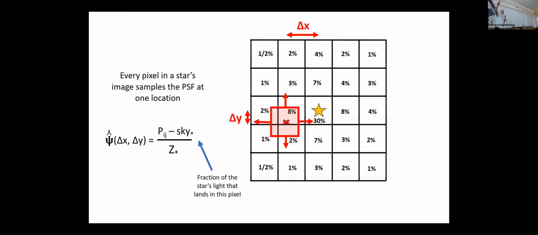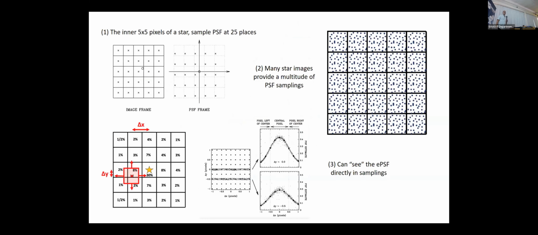So the challenge with measuring the PSF is just mapping this function psi as a function of delta x and delta y. And so you do that when you have lots of stars. Each pixel in each star gives you one sampling of the PSF, tells you what fraction of light landed at that distance from the star center. You put all of this together and you get a lot of samplings, a lot more than this. We often get 10,000 samplings of the PSF, and you need to construct a simple, smoothish model for that.